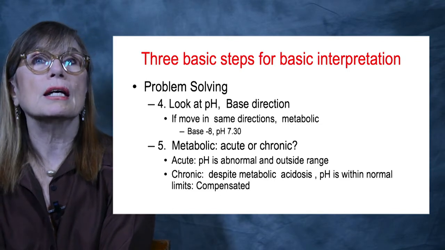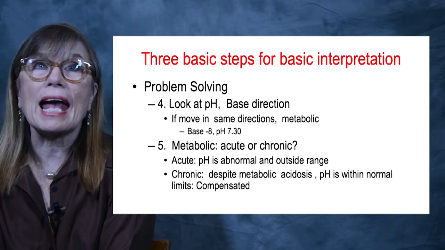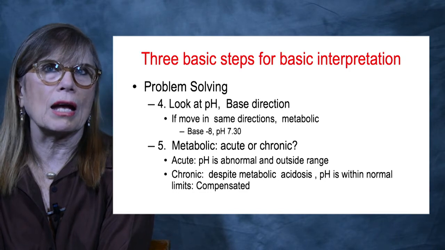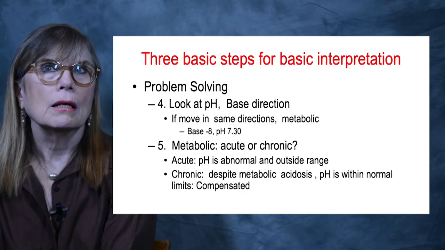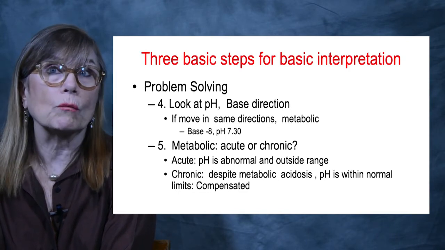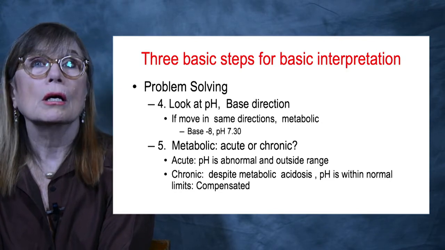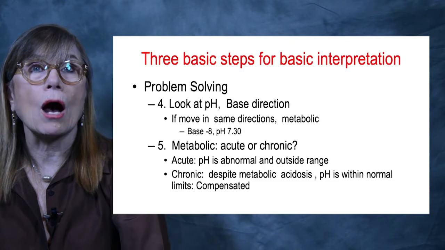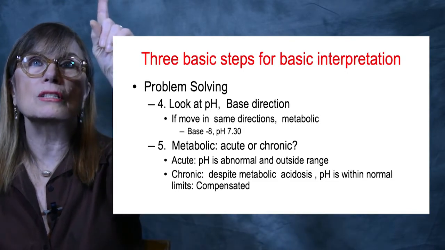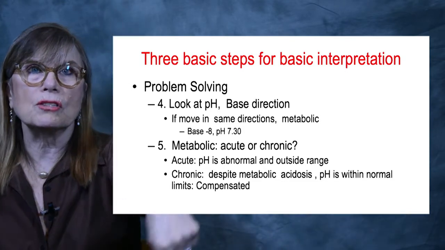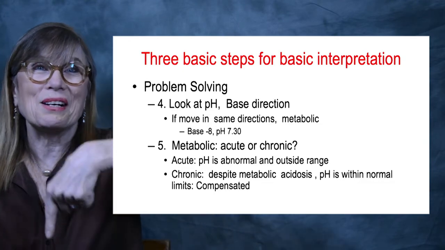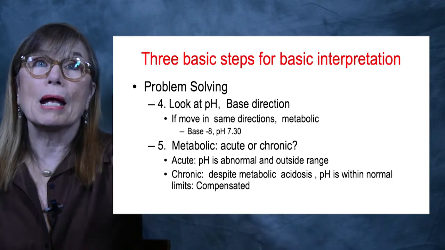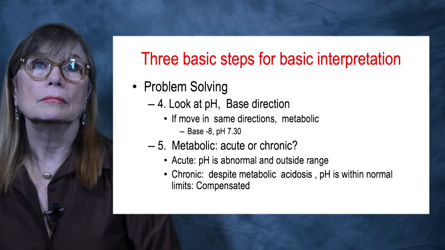So similar to this. Your base is -8. Don't call that a base excess of -8. That's a base deficit. Base deficit, -8 with a pH of 7.30, you have metabolic acidosis. When base is down, metabolic acid is up.